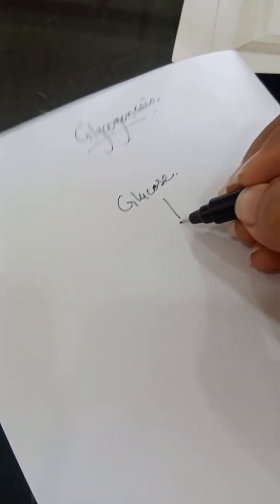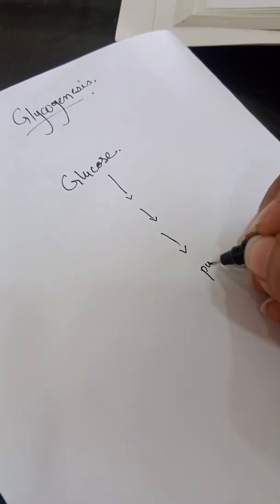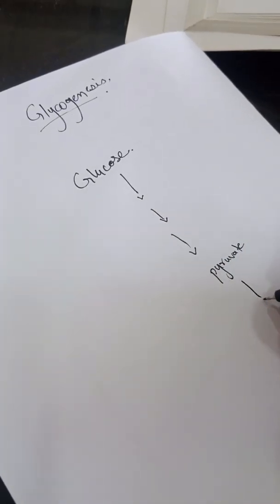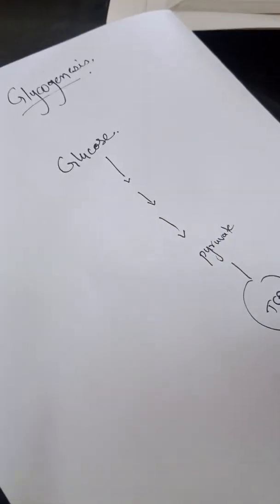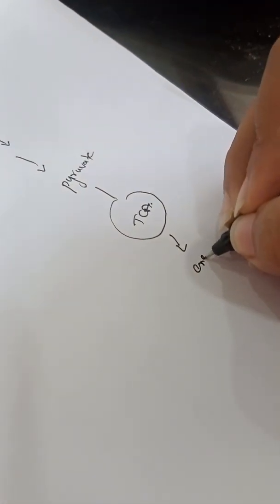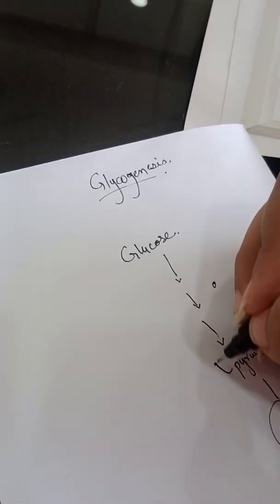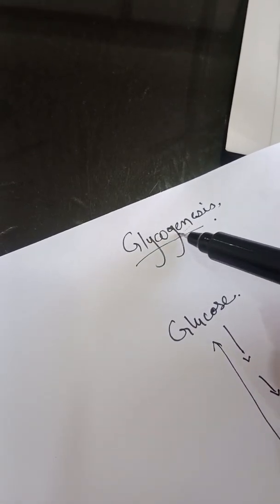For example, it can be broken down and converted into pyruvate and then enter the Krebs cycle, the TCA cycle, and then release energy. Another pathway is that we can convert pyruvate back into glucose, and that will be called gluconeogenesis. But what we are going to do today is make glycogen. So this process is glycogenesis.